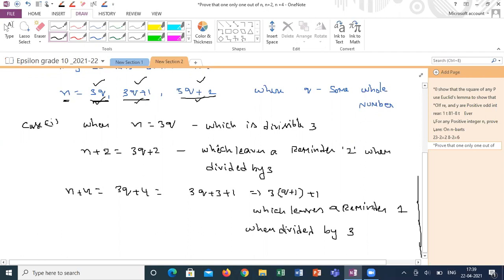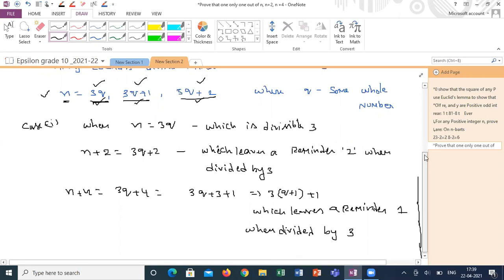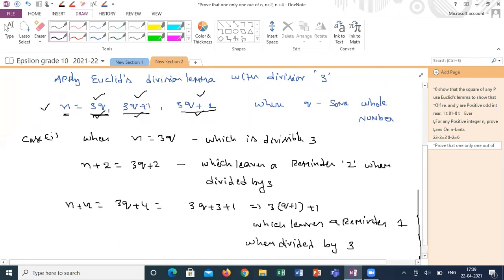Correct? Yes, sir. So n is any integer. Any integer, when divided by 3, I can write in three forms that we already discussed in earlier classes: 3q plus 0, 3q plus 1, 3q plus 2. And here three numbers are there: n, n plus 2, n plus 4.